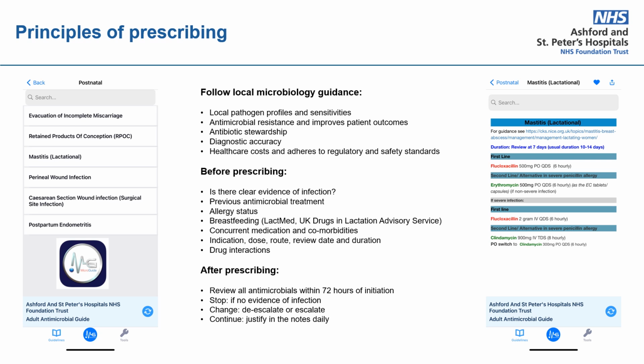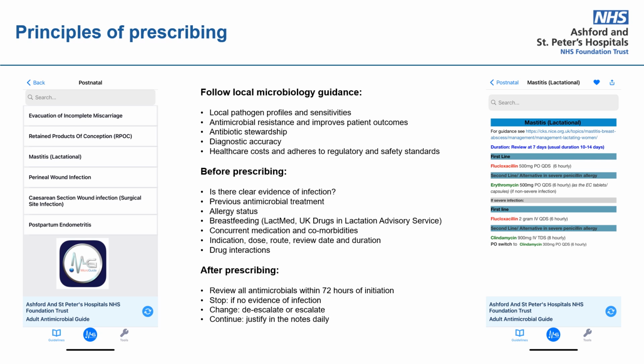Finally, the overuse of broad-spectrum antibiotics can kill a range of bacteria, which can lead to superinfections such as C. diff. Essentially, following local microbiology guidelines ensures the right antibiotics are used in the right context to safeguard both individuals and public health by combating the rise of resistant infections.